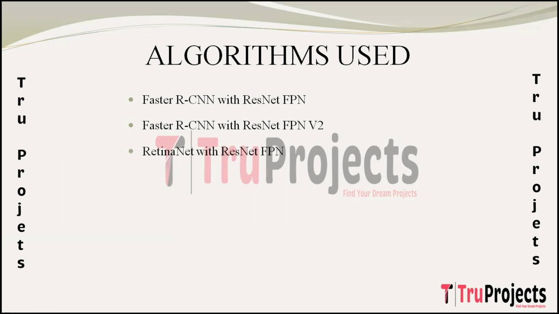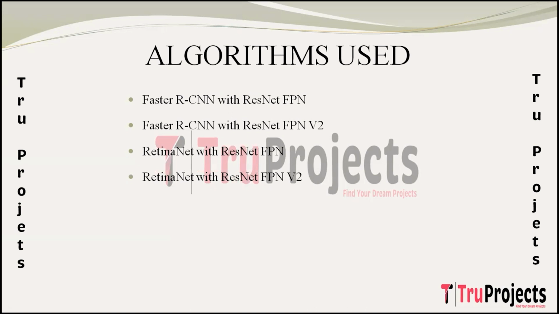The next algorithm built is RetinaNet with ResNet FPN. RetinaNet introduces a focal loss mechanism to address class imbalance challenges in object detection. It utilizes ResNet Feature Pyramid Network for feature extraction. In this project, RetinaNet with ResNet FPN proves advantageous due to its ability to handle scenarios where defect instances might be sparse or unevenly distributed. The focal loss helps prioritize hard-to-detect defects, contributing to improved overall detection accuracy.